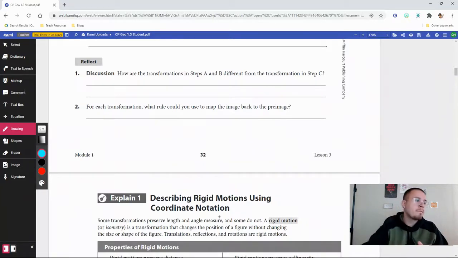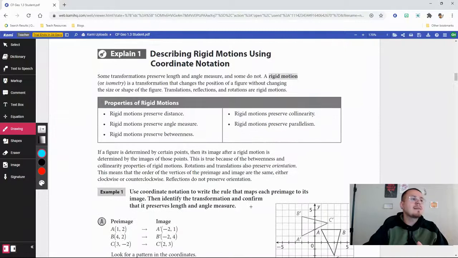Something to think about. All right, we got this concept of a rigid motion. Honestly, guys, rigid motion is huge. Get this down. Rigid motions, I always think of old school video games like Super Nintendo, where you can only move up, down, left, right. But a rigid motion, or isometry, is a transformation that changes the position, but it doesn't change the size of the shape.